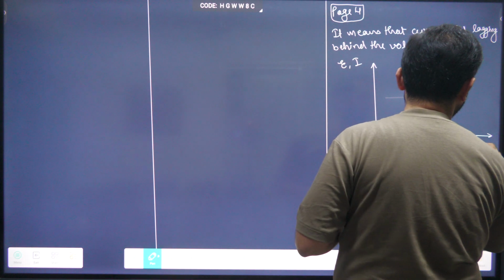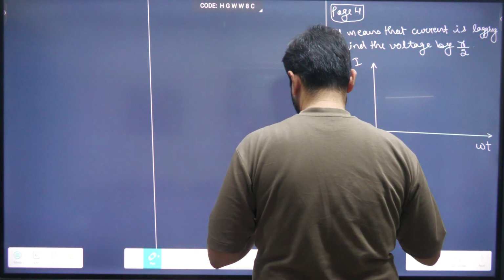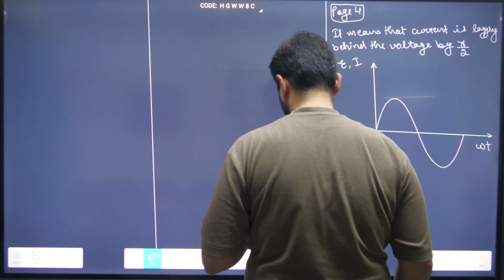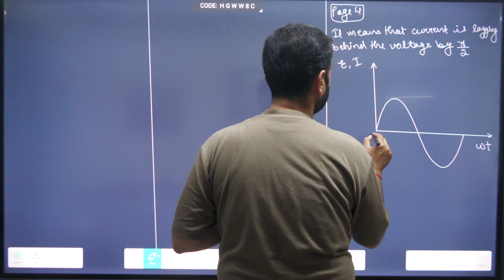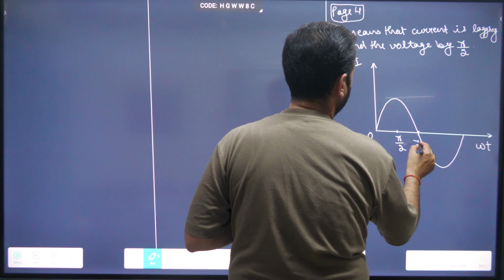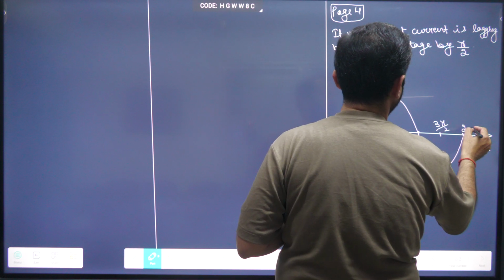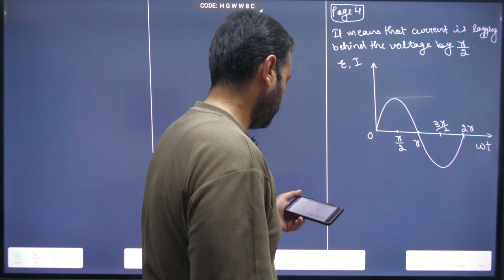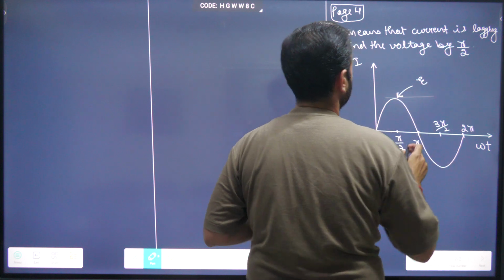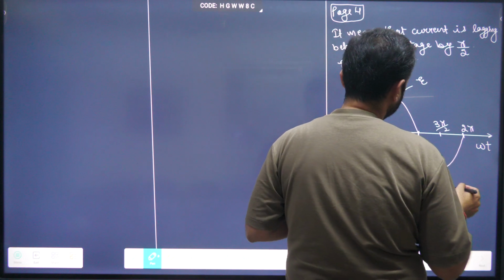E comma I, and on the x-axis we have omega t. This one is 0, this one is pi by 2, this one is pi, this one is 3 pi by 2, and this one is 2 pi. Okay, now this is E, because E is E naught sine omega t.